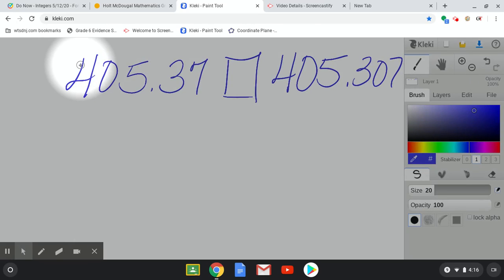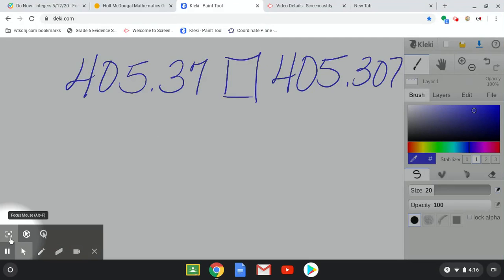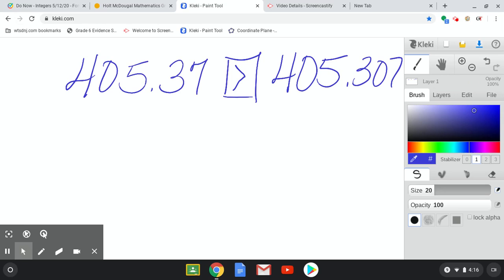Let's try another one. All right, so let's say we had 0.1008, and I was comparing that to 0.0108. All right, place value for place value. 0 ones, 0 ones. 1 tenth, 0 tenths. Don't need to go any further. 1 tenth is greater than 0, so I know that this is going to be greater. Okay? All right, let's try another one.